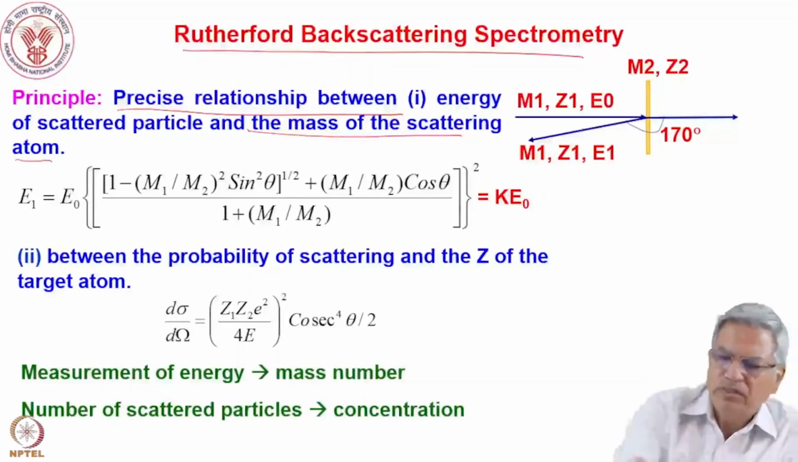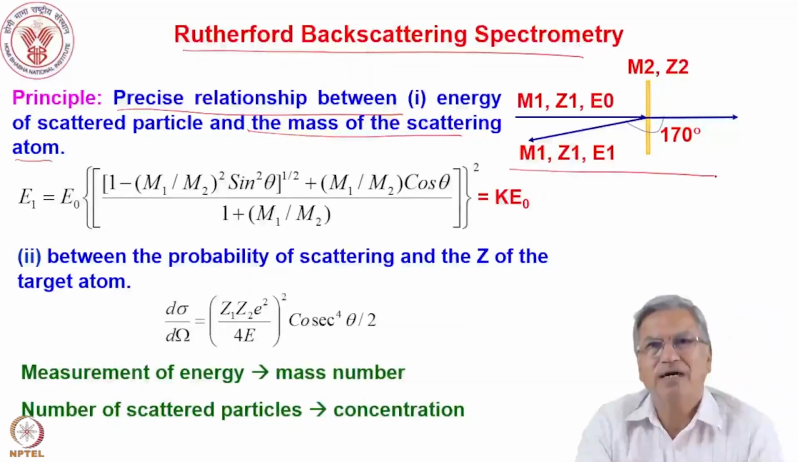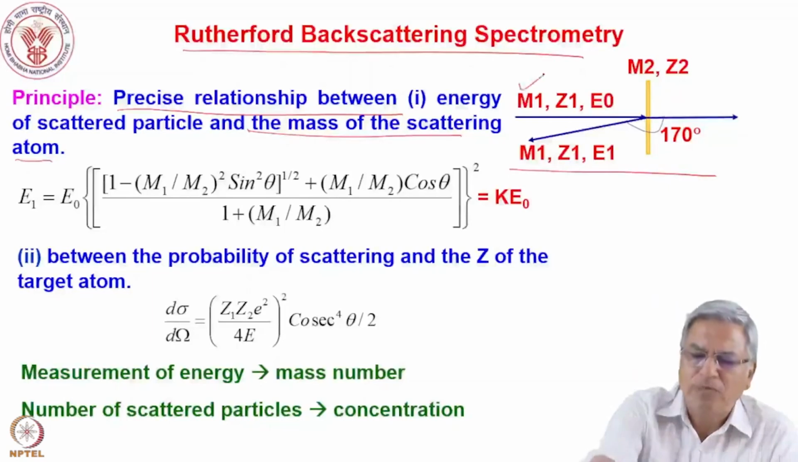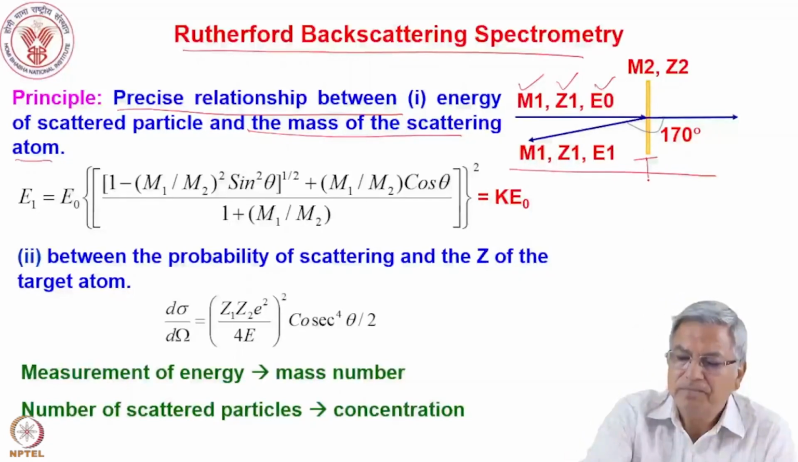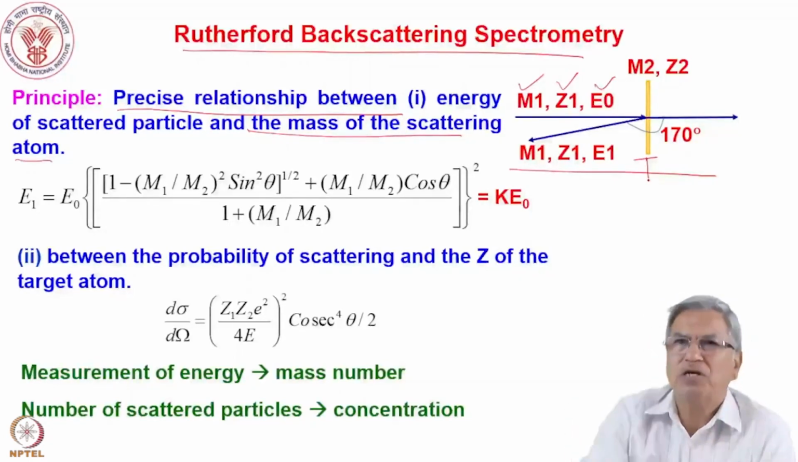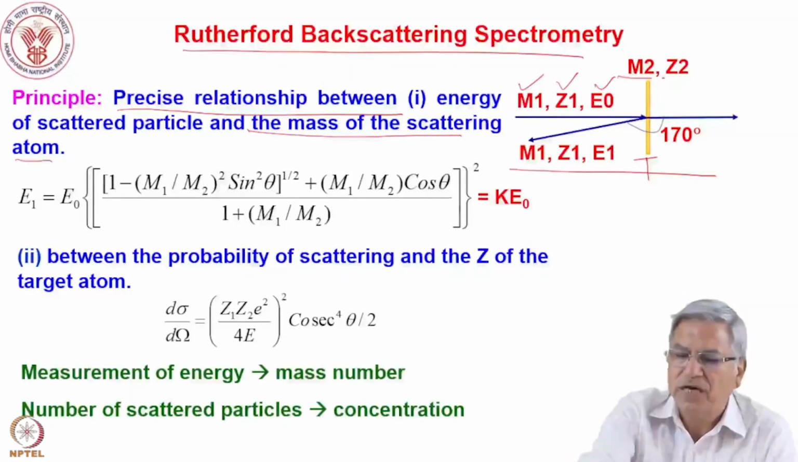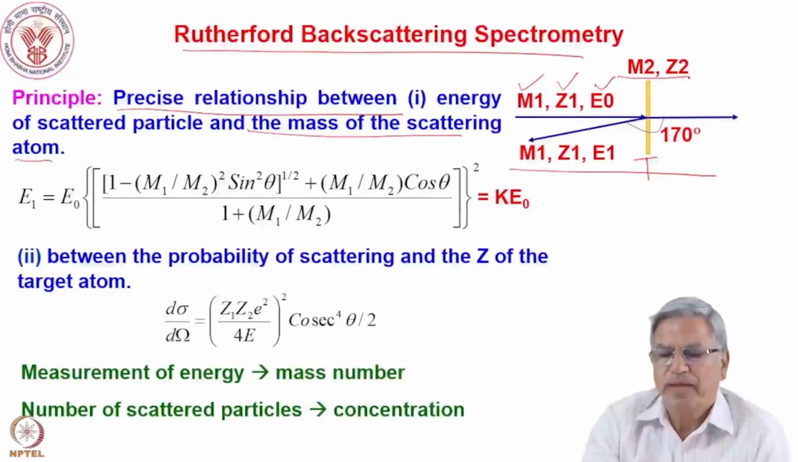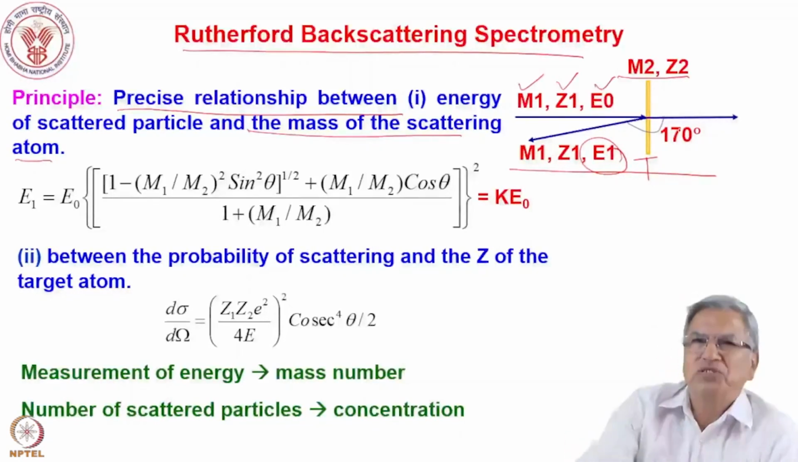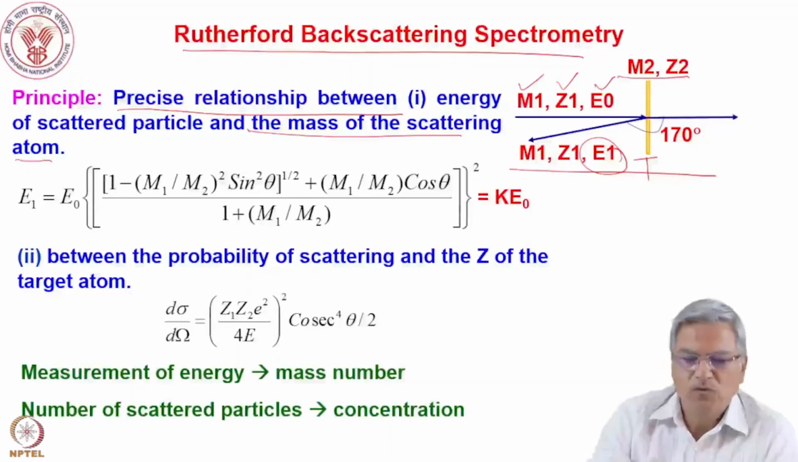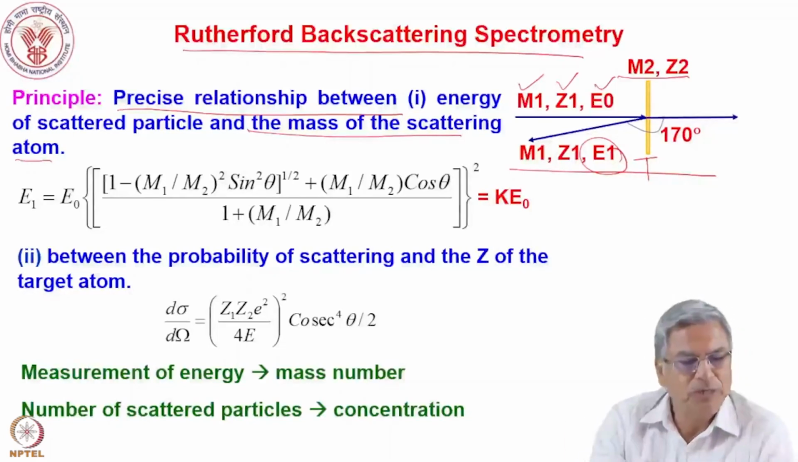And so I have just given a schematic of this RBS. We have a projectile of mass m1, atomic number z1, and having energy E0, bombarding the target material, having, let us say, a particular nucleus it is interacting with, of mass and charge m2 and z2, and after the scattering, the projectile is coming out with energy E1. So theta equal to, let us say, 170 or 160, whatever it is. We will discuss why back angles very shortly.